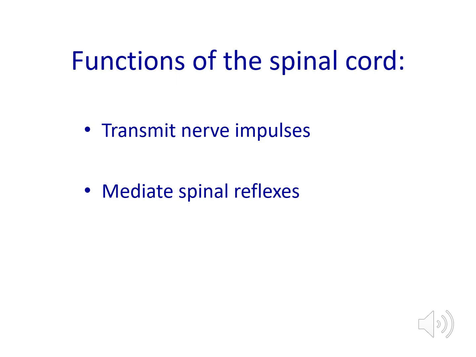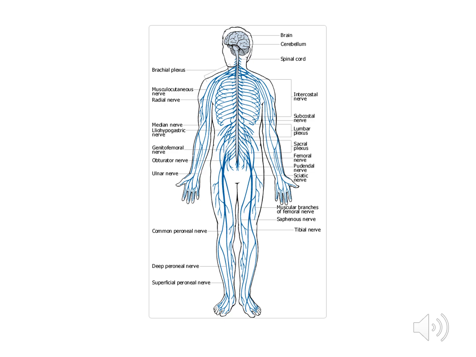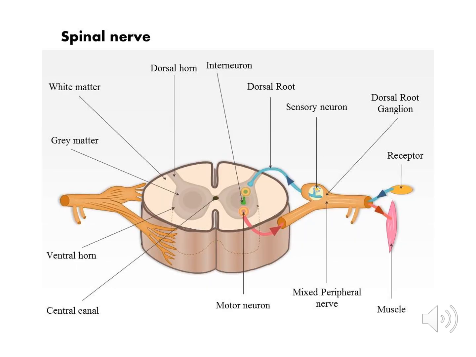Okay, so the spinal cord has two kinds of functions. It transmits nerve impulses back and forth between the brain and the peripheral nervous system, and it mediates spinal reflexes. Let's look at each of those functions separately. So we said the spinal cord transmits nerve impulses between the brain and the nerves in the peripheral nervous system. Now there are two kinds of nerves in the peripheral nervous system that are entering and exiting the spinal cord. There are sensory nerves and there are motor nerves. So the spinal cord is sort of like a relay station, okay?